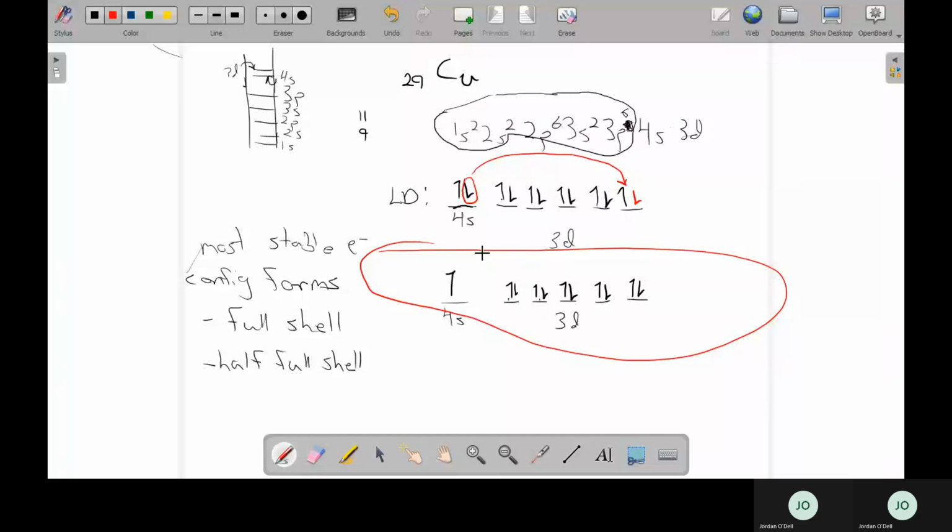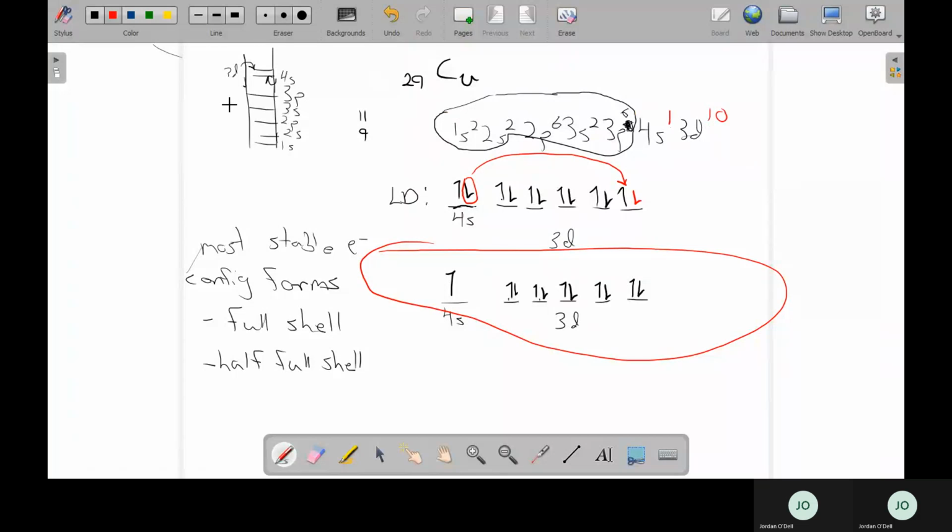So that being said, pretty much everything outside of these 2 groups, so the group with copper in it and the group with chromium in it, are going to follow the traditional, we're going to fill 4s first, and then we're going to fill 3D. So coming back here, we know copper is going to be 4s1, 3d10 because of that.